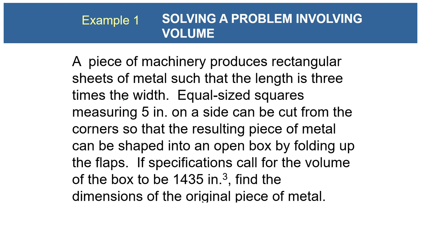Example 1. A piece of machinery produces rectangular sheets of metal such that the length is 3 times the width. Equal sized squares measuring 5 inches on a side can be cut from the corner so that the resulting piece of metal can be shaped into an open box by folding up the flaps. If specifications call for the volume of the box to be 1,435 cubic inches, find the dimensions of the original piece of metal.